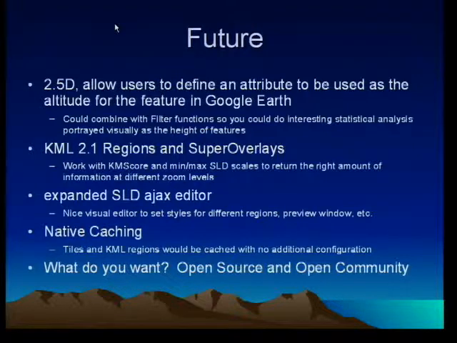We're definitely looking to do KML 2.1 regions and super overlays. Use that min-max from SLD and stick that into the KML and really get that nice streaming effect and make it much easier for people. They just stick in their data set and GeoServer will do all the work of making this nice streaming thing for them. We want to expand the SLD Ajax editor. And another thing we're looking at is native caching.